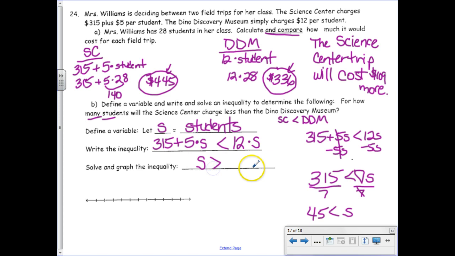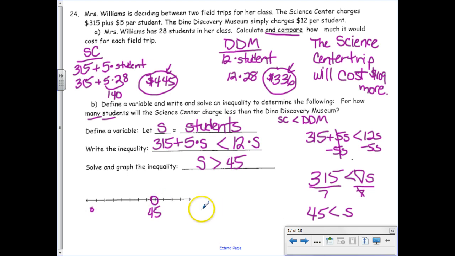Okay, so basically solving it now says this. S has to be greater than 45 students. Okay, so Mrs. Williams got to grab another class if you want to make this to be equitable. At exactly 45 students, I'm guessing what happens is they cost exactly the same. So I've got to have basically 46 or more kids. All right, so when you graph this one, you know, zero's down here somewhere. If I put 45 here, I have to put an open circle, okay?